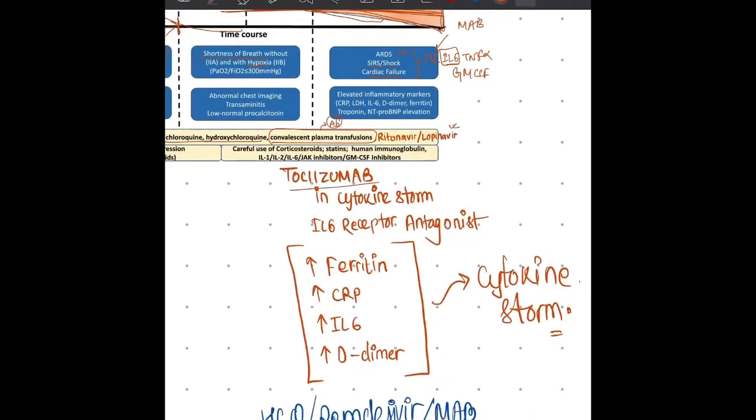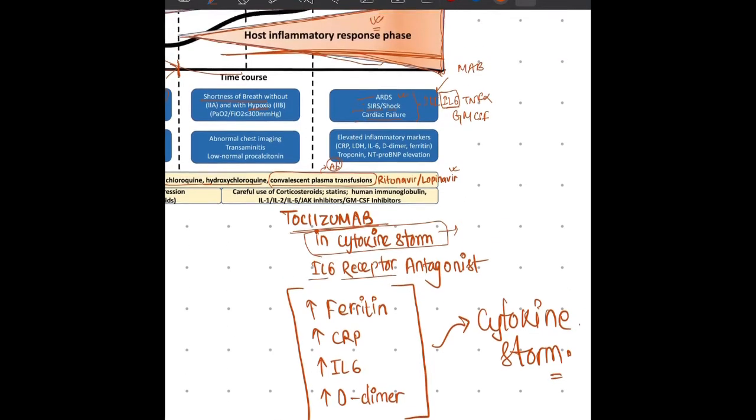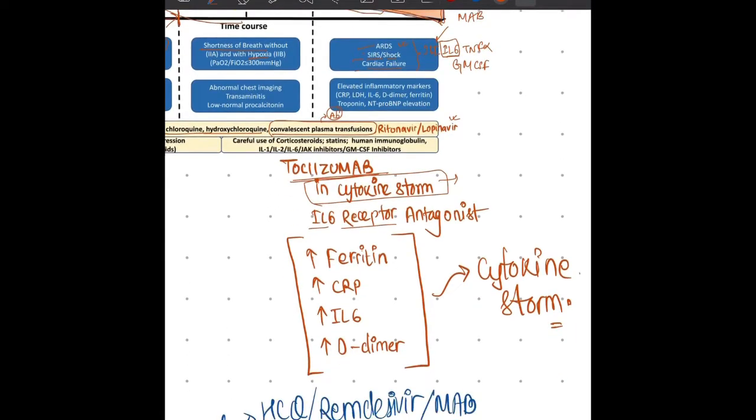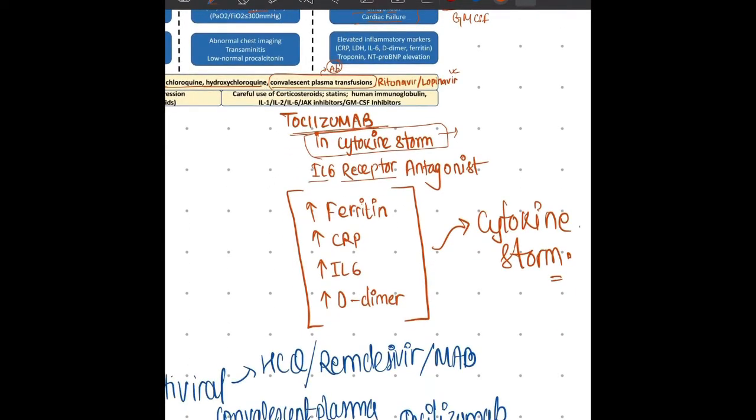So tocilizumab is used in cytokine storm, right? If there is cytokine storm, there is ARDS, SIRS, and cardiac failure, right? And tocilizumab is a monoclonal antibody which is against the interleukin 6 receptor, right? And how does one know that there is a cytokine storm? You can predict cytokine storm by measuring these 4 things in the blood. If there is increase in ferritin, increase in CRP, increase in the level of interleukin 6 as well as D-dimer.